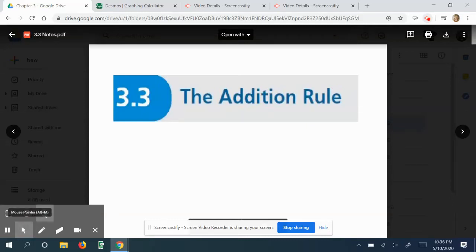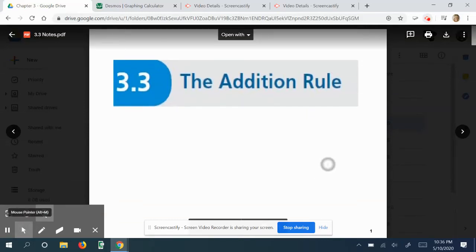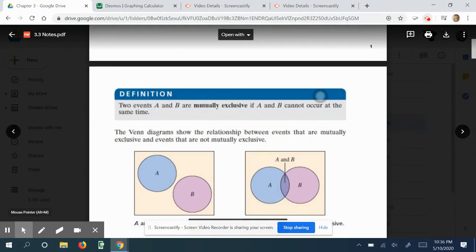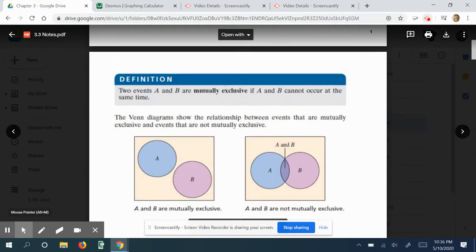So today we're going to be talking about section 3.3, which is the addition rule. Now, addition has to do with what are called mutually exclusive events. Two events are mutually exclusive if they cannot occur at the same time. Here's exactly what it would look like: A and B don't occur together.